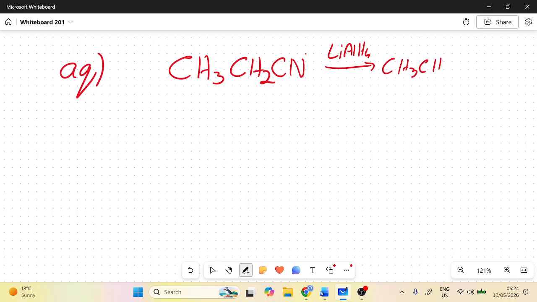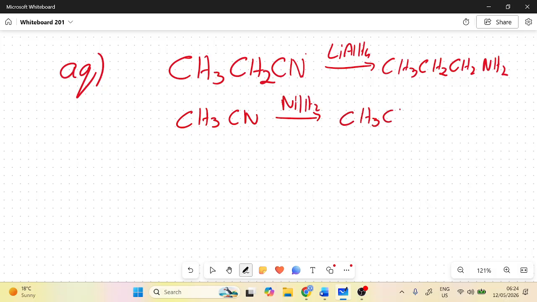This is a reduction. Nitriles can be reduced to amines, both with lithium aluminum hydride or using nickel and hydrogen. So both of these will actually give the same product, okay? But LiAlH4 is nucleophilic and Ni/H2 would reduce any pi bond.